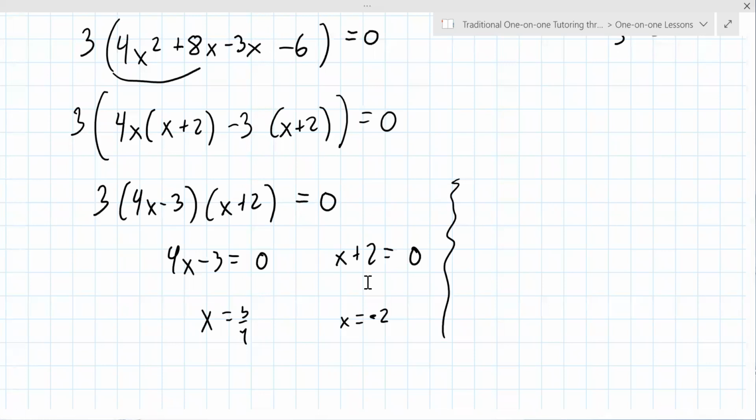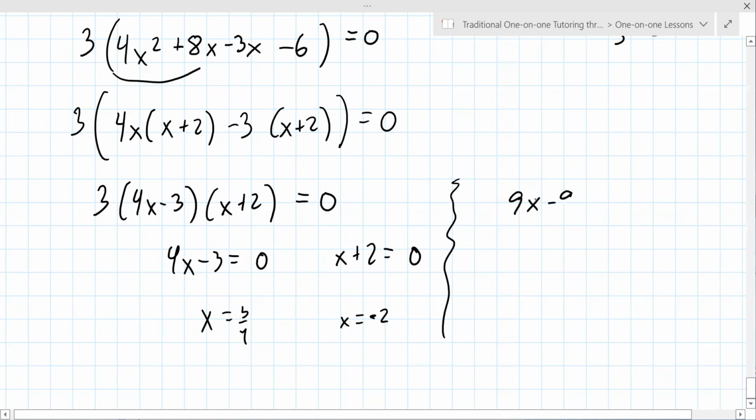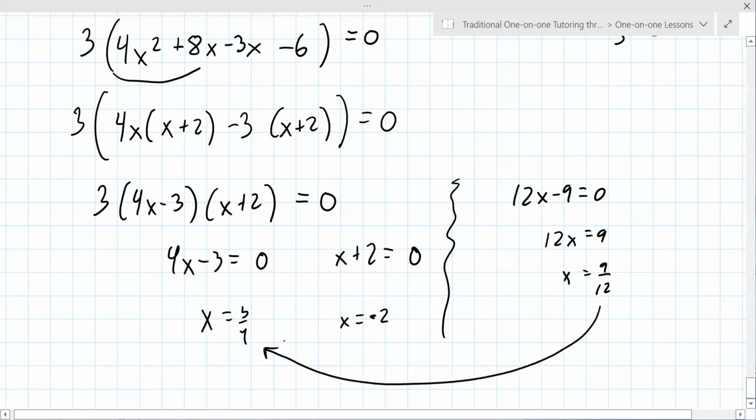Yes. Okay, so let's just say we didn't do this greatest common factor first. One of our factors might have been 12x minus 9. When you set that equal to 0, you add 9 to both sides, and then you divide by 12. What is 9 divided by 12? 3 over 4.